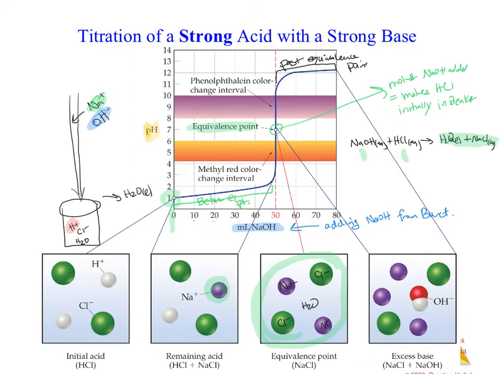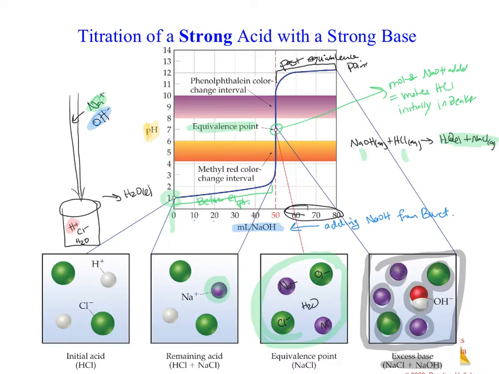So what would that be? That means that you're adding more, right? More NaOH from the burette. So what is in our beaker past the equivalence point? You've added excess base. So we have excess NaOH added, so we have some unreacted hydroxide. We've got our chloride still, and we've got sodium inside.